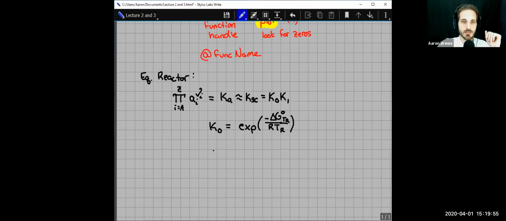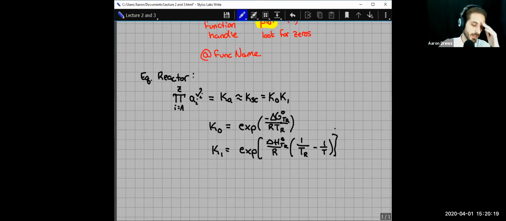The other one that we need is K1, and K1 is equal to delta H over R. So we're still going to call that T sub R. And technically it has a circle, although you'll see as we go, we tend to drop that circle, times 1 over TR minus 1 over T. I am writing that down because it's already given in the book in several different locations. And in fact, those are 224 and 225.